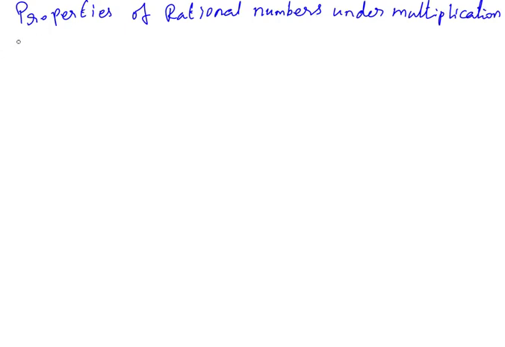First we take closure property. So what is closure property? We take two rational numbers A and B, so that A into B also becomes a rational number. If A and B are rational numbers, A into B also becomes a rational number. We are seeing properties of rational numbers under multiplication, so we have to use the multiplication symbol. A is a rational number, B is a rational number, so the product also becomes a rational number.